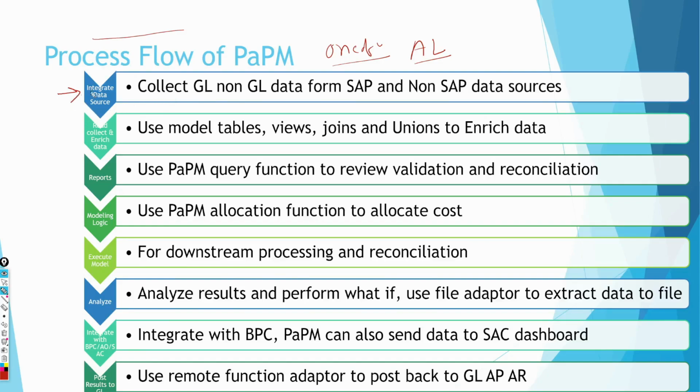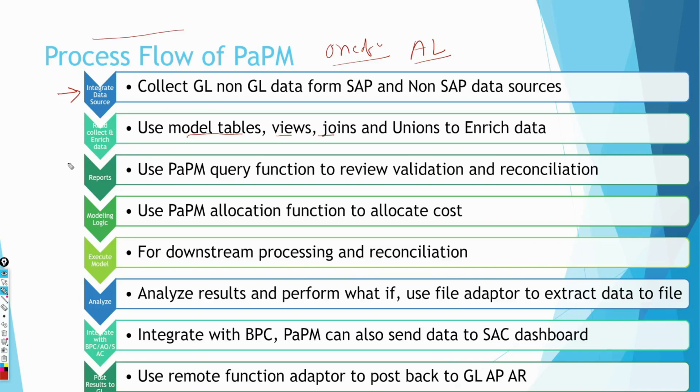Once you identify it, you create different functions within PAPM to collect the data. Once you collect it, you can read and enrich the data. You can use different functions like model table, model view, join, union to enrich the data. For example, when you read ACDOCA, you won't be reading the complete ACDOCA because it has a lot of records, but there might be some specific records that you want to utilize for this modeling.